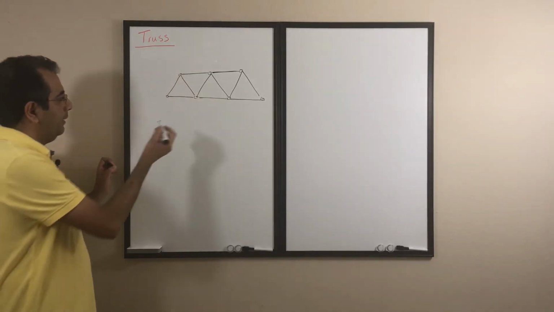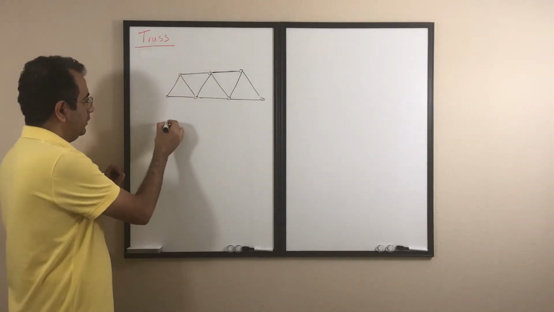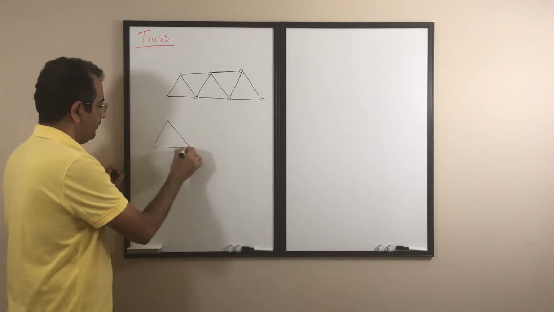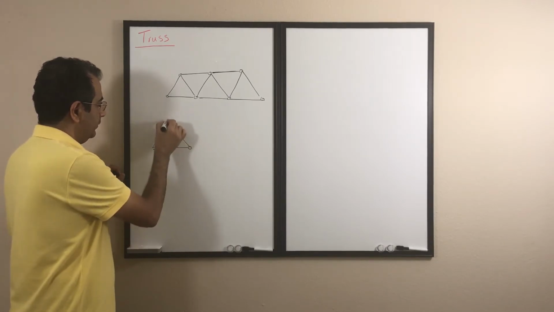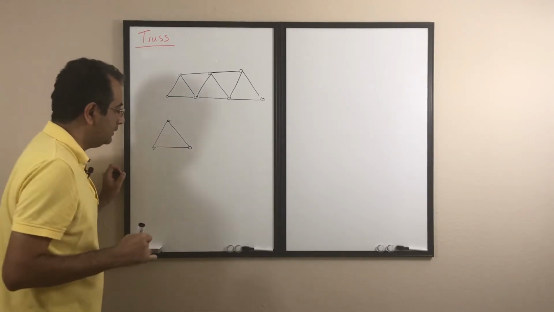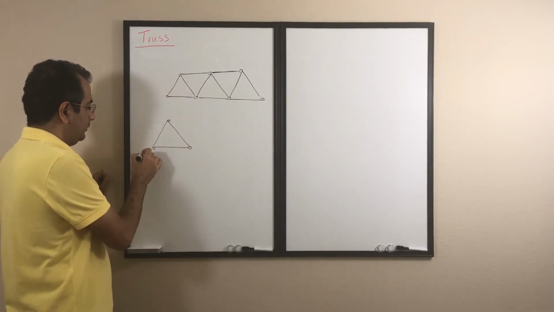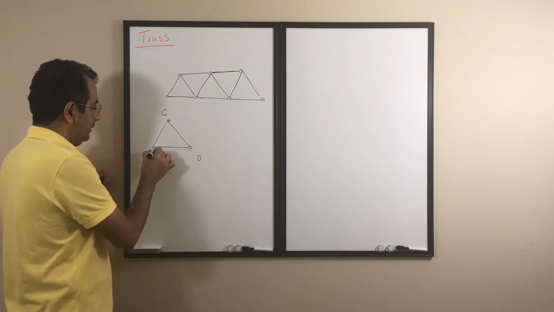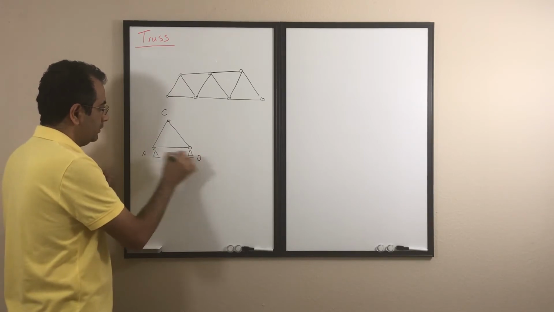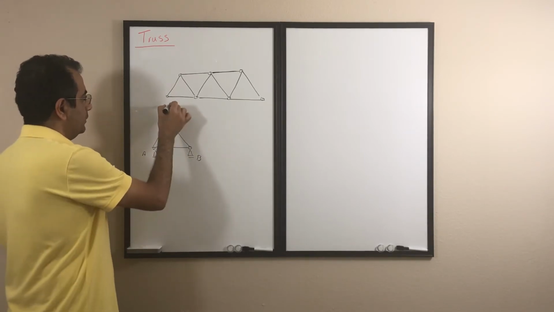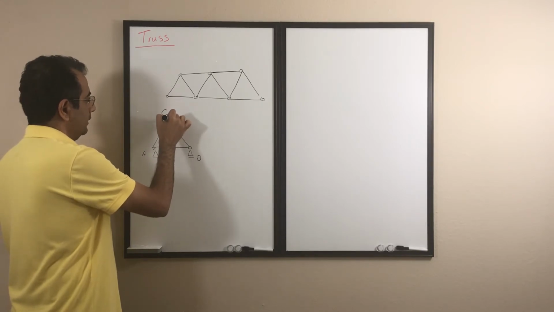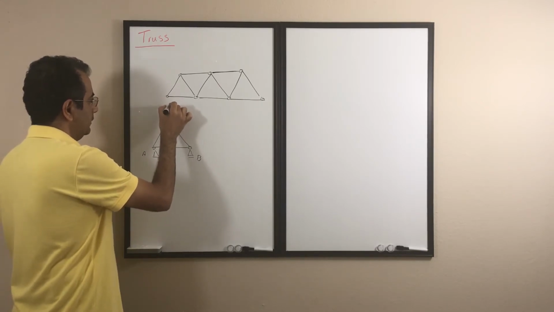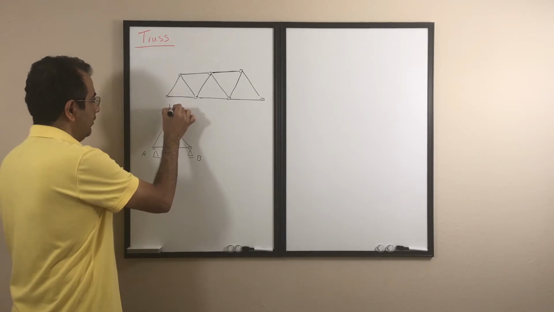Now, I'll draw a very simple truss that has three members, for example A, B, and C, sitting on supports. And there's a force applied on that. For example, at C, let's say there's a vertical force F applied.